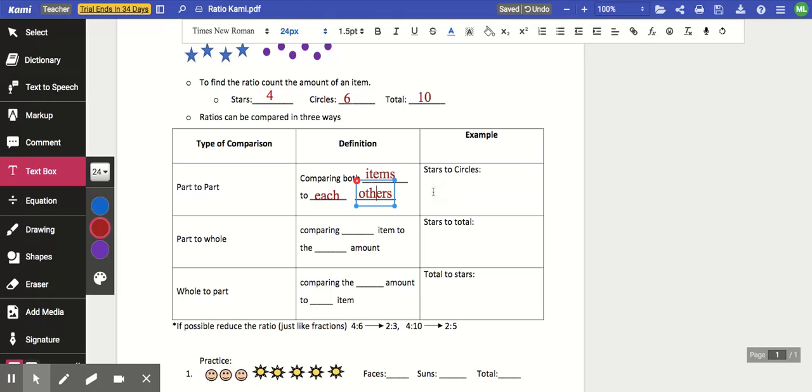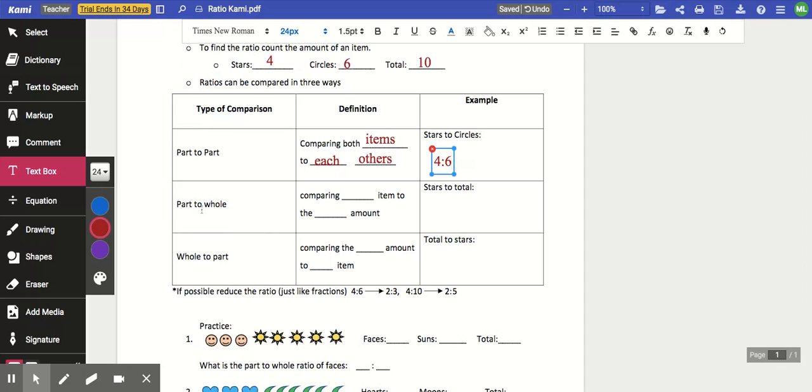So if we go over here, I have 4 stars, and then you do your colon. That is your button right next to the L. And then the amount of circles we have was 6. So my ratio of stars to circles is 4 to 6. So I have 4 stars to every 6 circles.